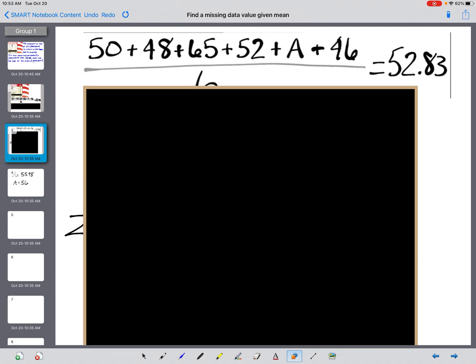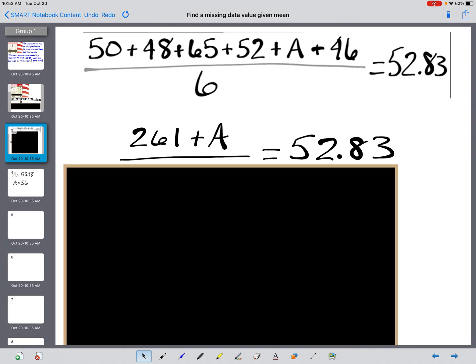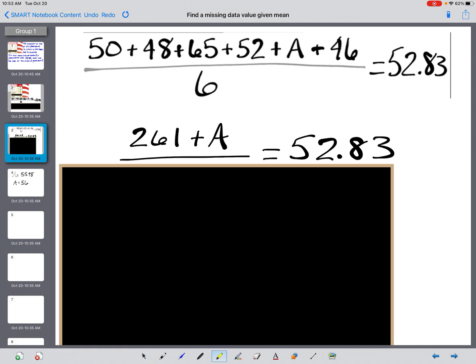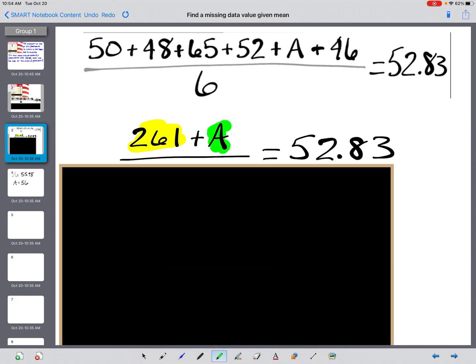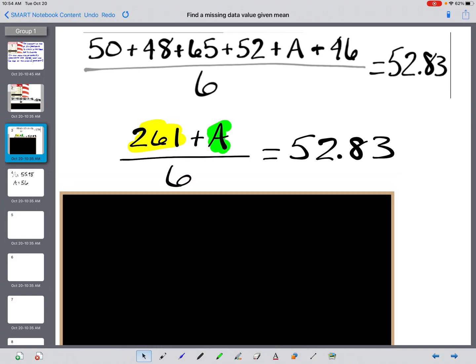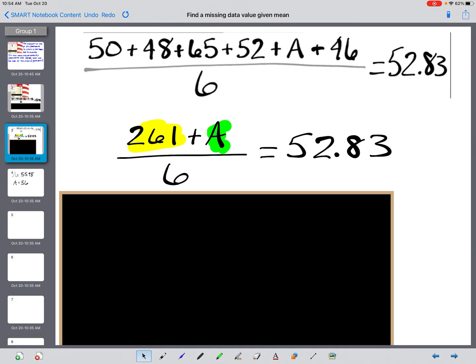Okay, there's that numerical expression. Now here's what we did. I just added all these values up, the 50, the 48, 65, and so on. And I end up with 261 as the sum there. I still have the unknown value here as well for that unknown president, A. Okay, and of course we're still going to divide by 6 to show that we're calculating a mean of 52.83.